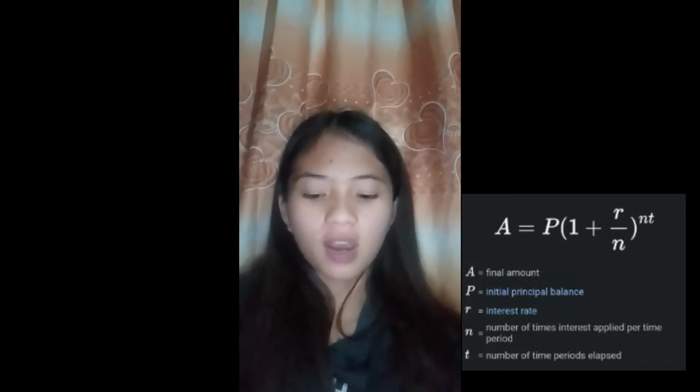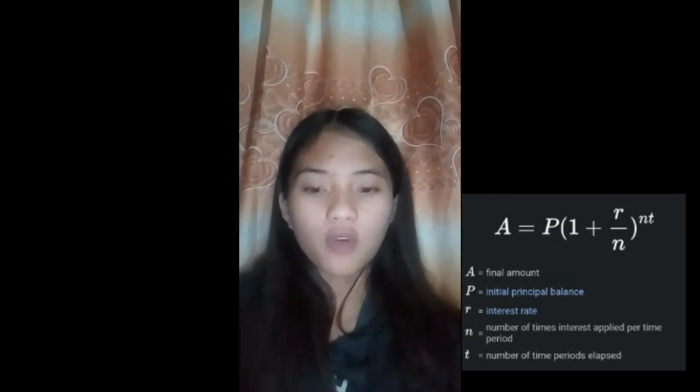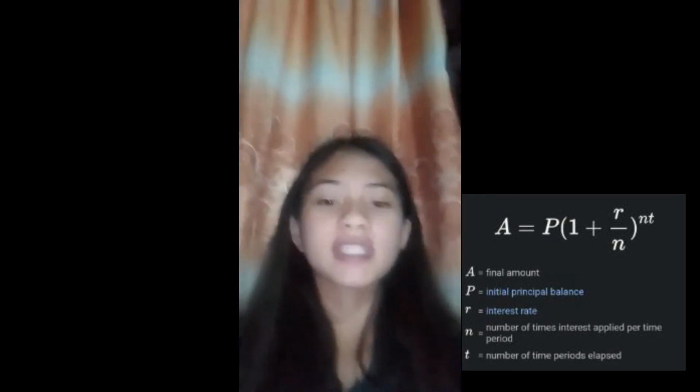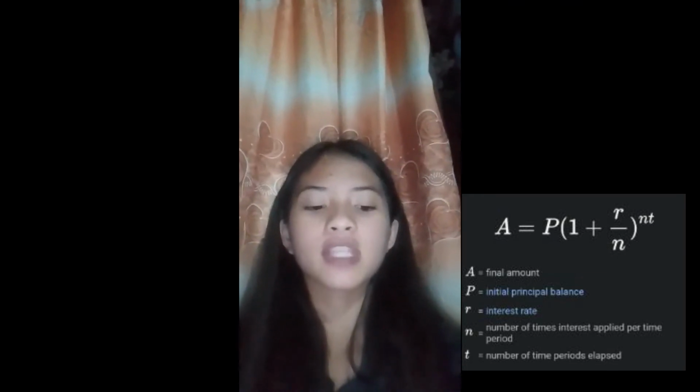Compound interest is the interest paid on the previously earned interest as well as on the original principal. Solving the compound interest, we need to use this formula: A equals P times the quantity of 1 plus R over N, to the power of N times T. Where A is the final amount, P is the initial principal balance, R is the interest rate, N is the number of times interest is applied per time period, and T is the number of time periods.